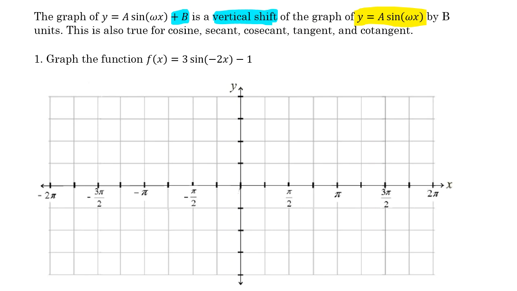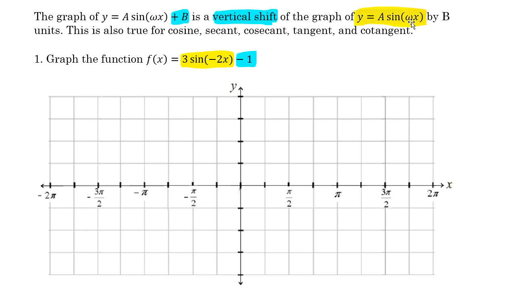Hopefully you feel comfortable graphing this bit right here, and then you're going to have to shift it down 1 unit because of this -1. Now, this takes a little bit of planning. I would encourage you to graph, maybe lightly in pencil or a different color, the function 3 sine -2x, and then you can graph in a more permanent color, shifted down 1. So let's go through this.